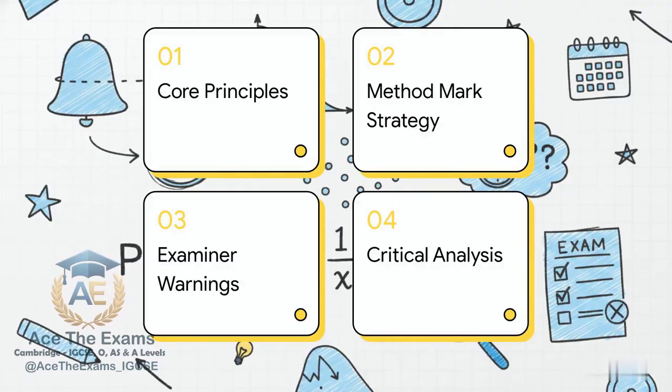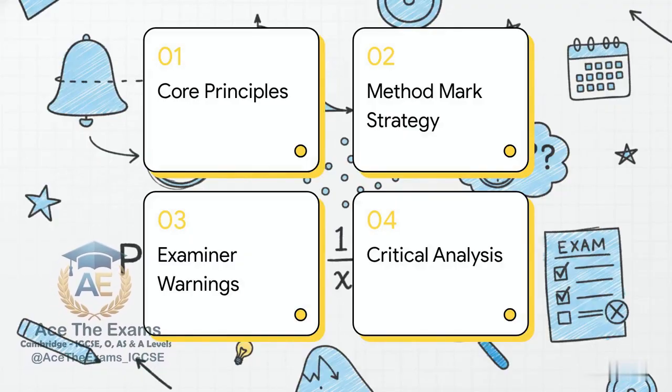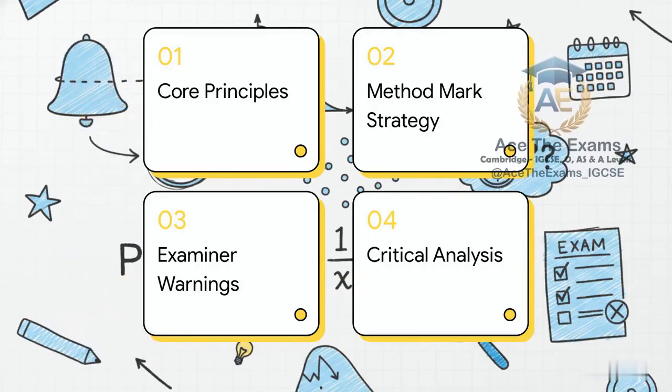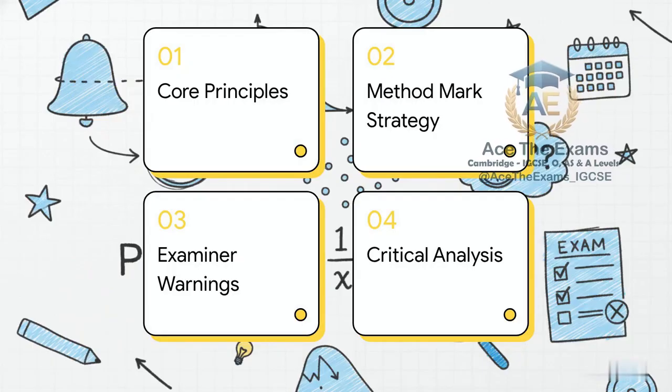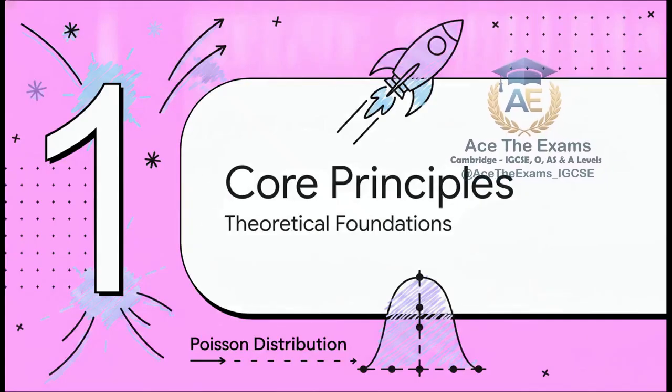All right, here is our exact flight plan for today. Section 1 is core Poisson principles. Section 2 is the method mark strategy. Section 3 covers top examiner warnings. And we bring it all home in Section 4 with deconstruct, solve, evaluate. Let's go ahead and initiate the launch sequence.